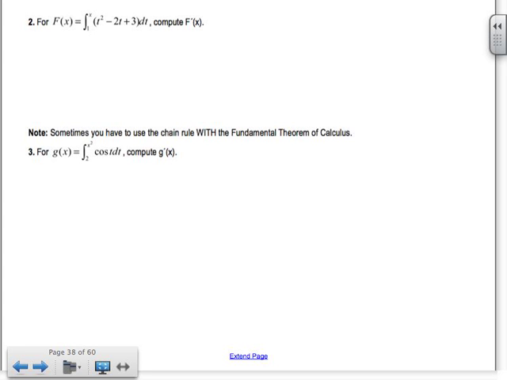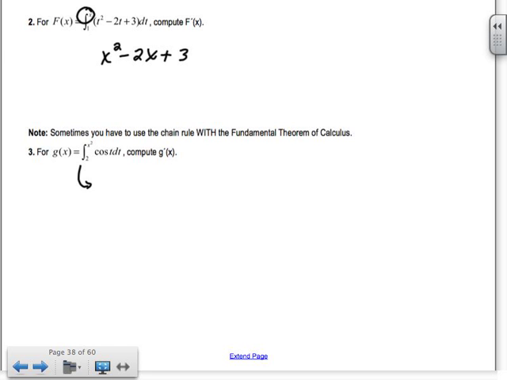All right. So this next one, what's the answer? X squared minus 2x plus 3. Do you have to replace it with an x? Yes, whatever variable this is right here. So sometimes you have to use the chain rule with the fundamental theorem of calculus. That's what we talked about. So in this one, think about what this is saying.